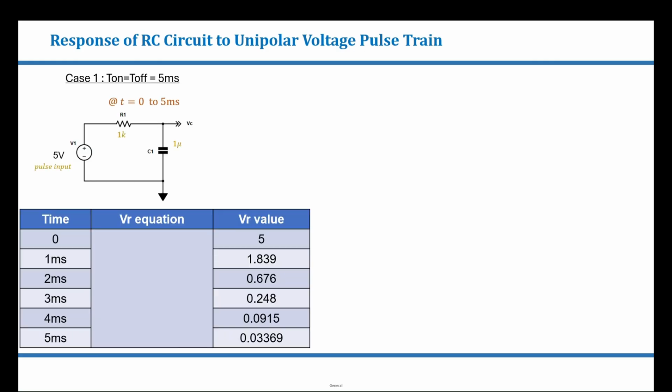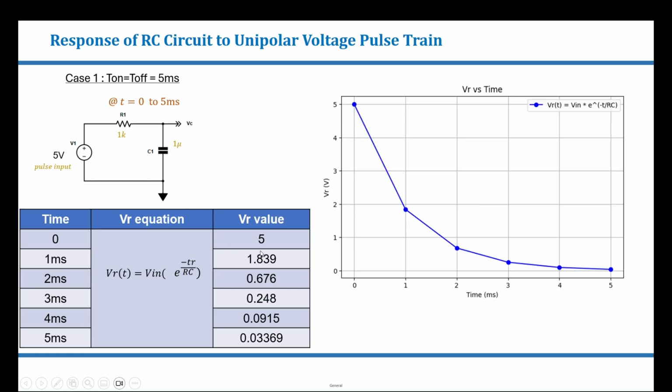Let's look at how the voltage across the resistor looks. It can be calculated using the following equation as discussed earlier. And on plotting these values, we can see that the voltage across the resistor starts from 5 and decreases exponentially as the capacitor charges during the on period, that is between 0 to 5 milliseconds.